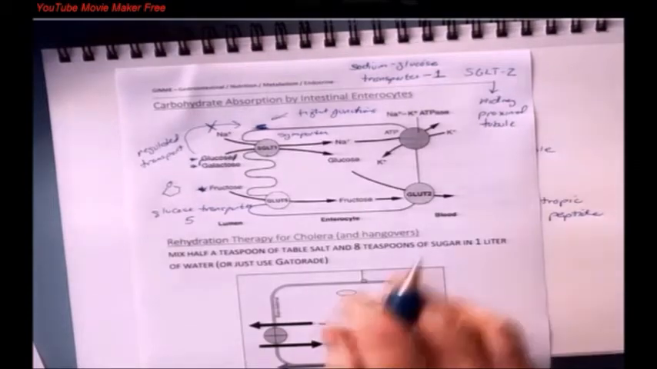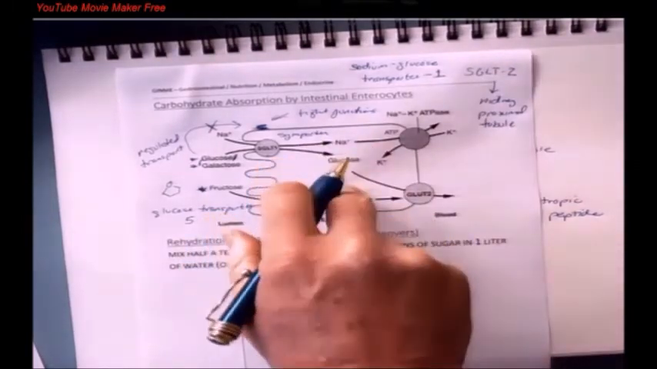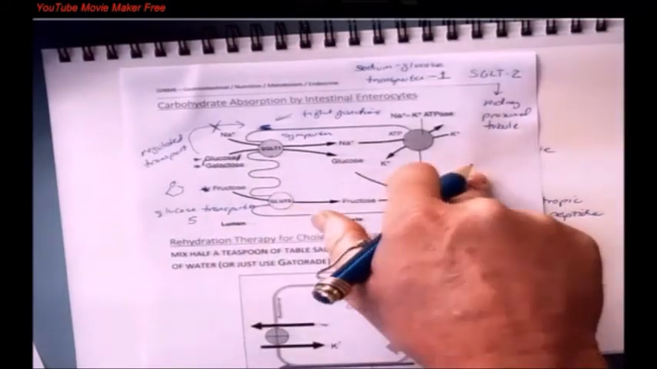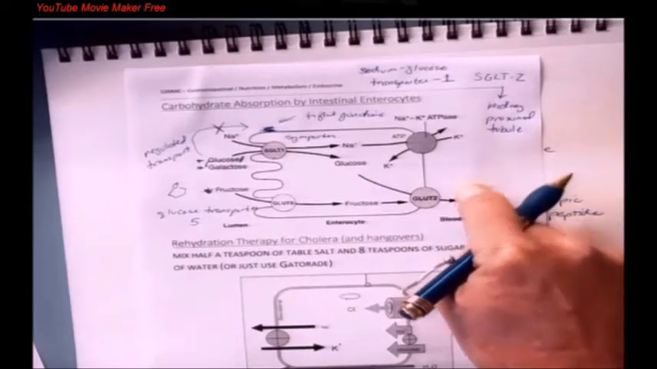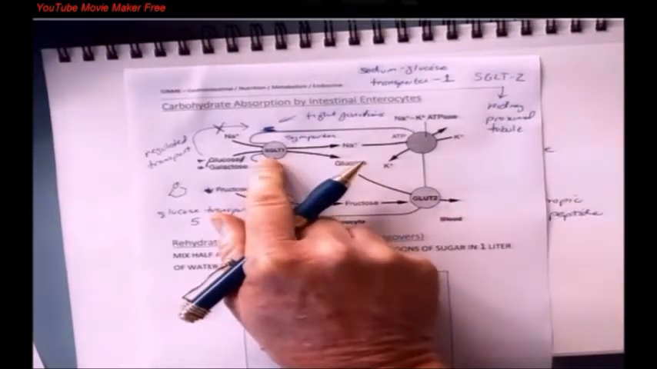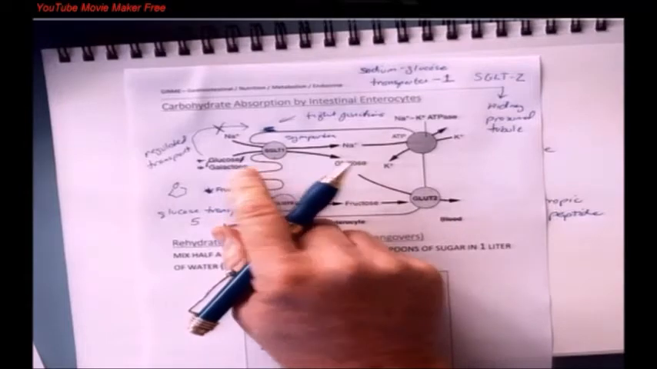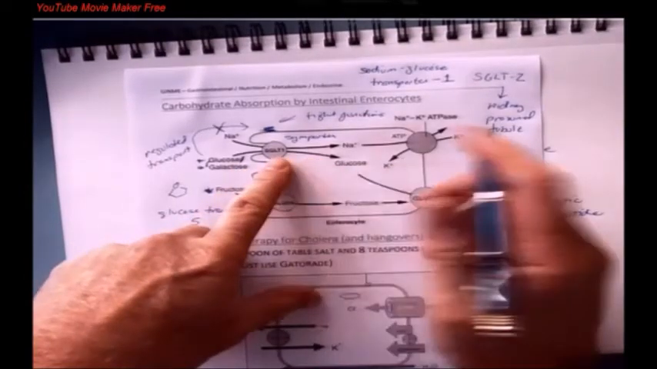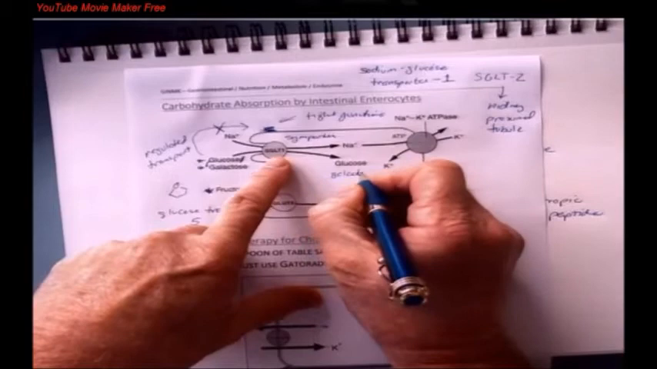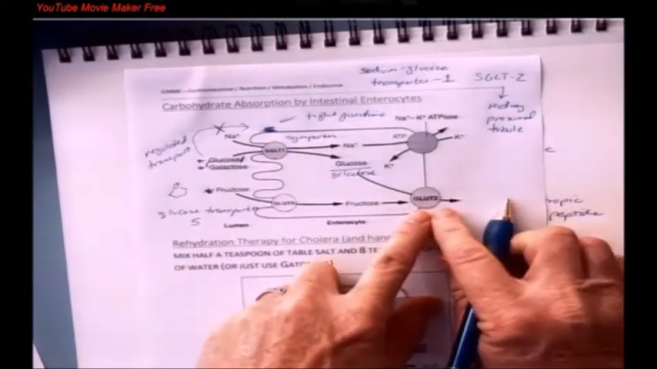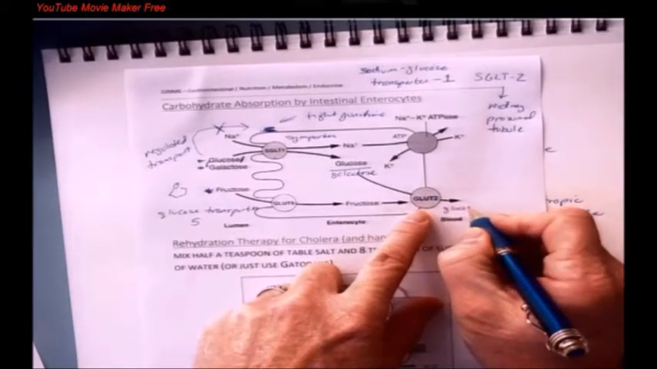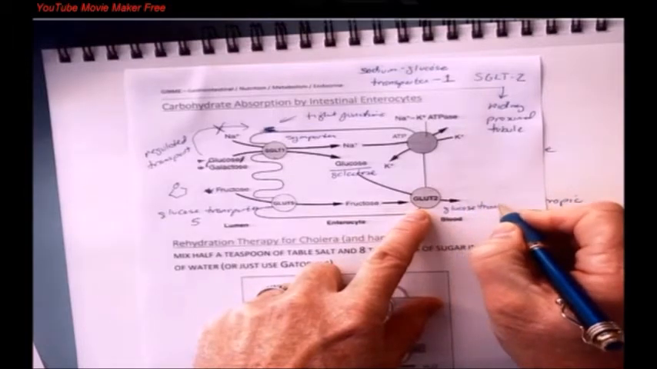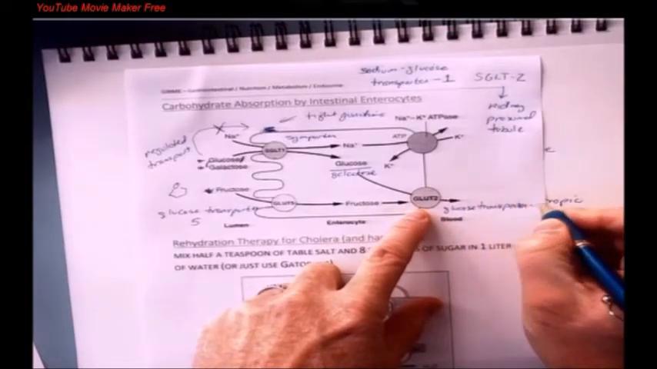Now, once we have our monosaccharides in the cytoplasm of the cell, we've got to get these across the basolateral surface and placed into the blood so we can have these available to us for metabolism. So glucose and galactose are going to be transported. Both of these are going to be transported by the GLUT2 transporter on the basolateral surface. And again, this is the glucose transporter, isoform number 2.